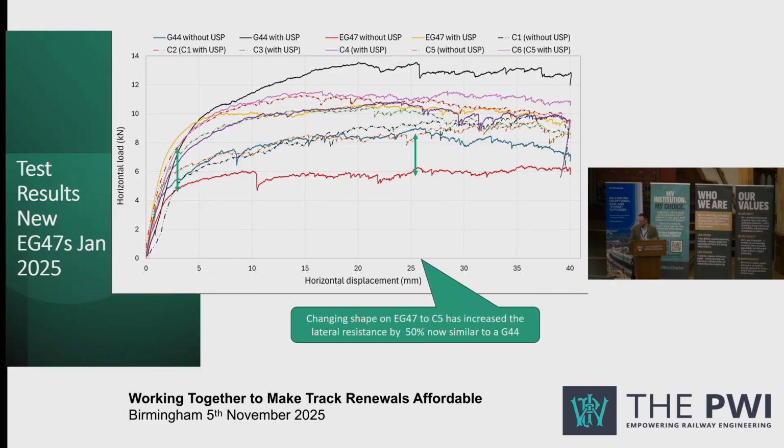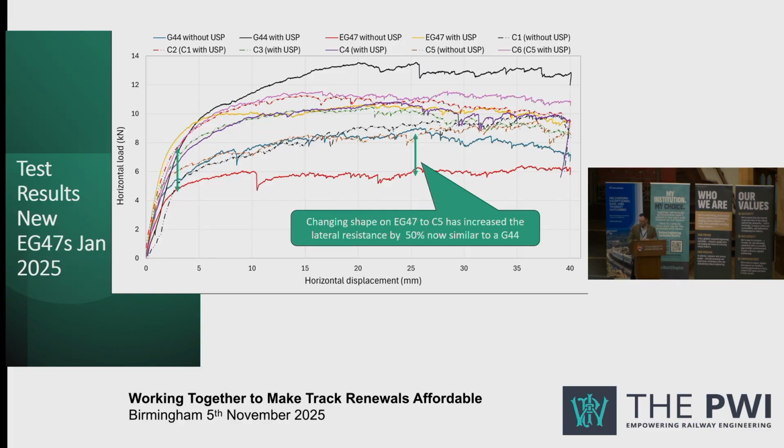So these are some of the tests. Again, just flicking through because it's a lot of wiggly lines that I would not expect you to understand. We had 5 different concepts of EG47s that we were trying to see what shape works best. Large pockets out, small pockets out, castellated and so on. Some ends different as well. The C5 worked the best. That gave us that sort of 50% improvement.